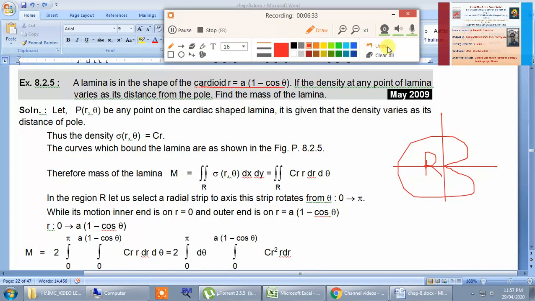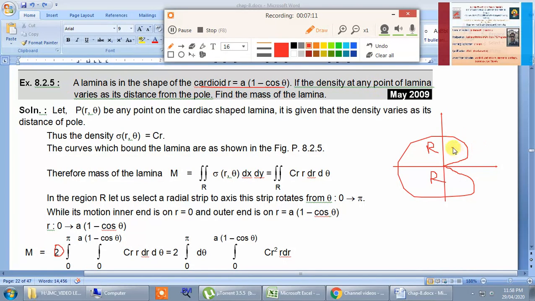But what I am going to do is call the upper half part of the cardioid, which is symmetrical about the initial line, as R, and this lower part also will become R, and R plus R will become 2R. So the required area is 2R. We are supposed to integrate over the region 2R, but I am going to multiply by 2, and then I am going to have a double integration over the region R multiplied by 2. Here the density at any point of the lamina varies with its distance from the pole.